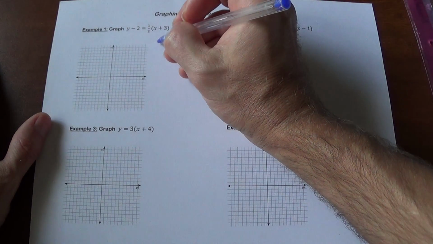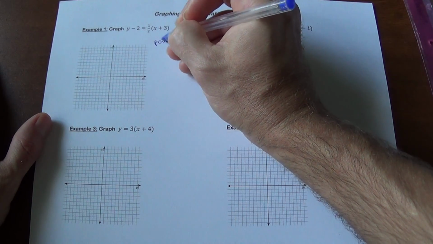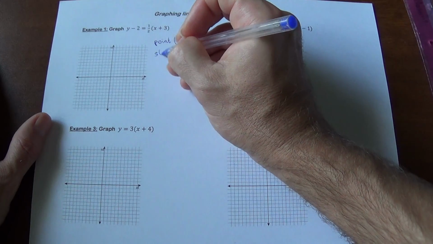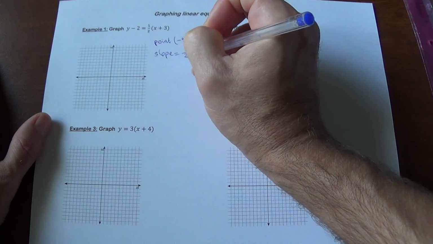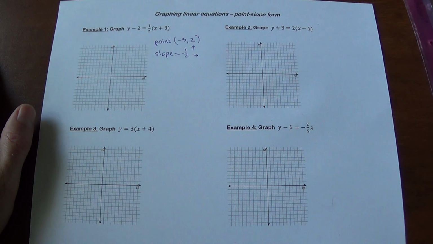We have this equation, y minus 2 equals 1/2 times x plus 3. That line is going to pass through point -3, 2. And the slope of that line is going to be 1/2, which means you're going to go 1 unit up and 2 to the right because both numbers are positive, right?